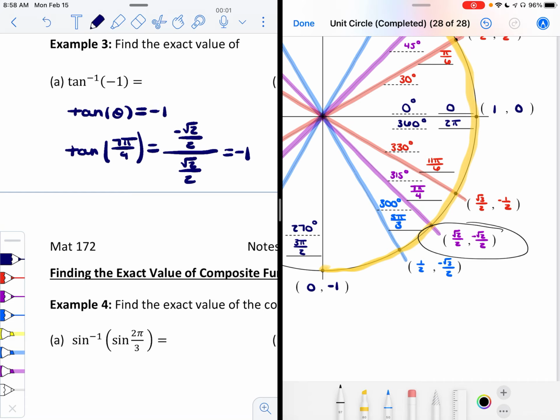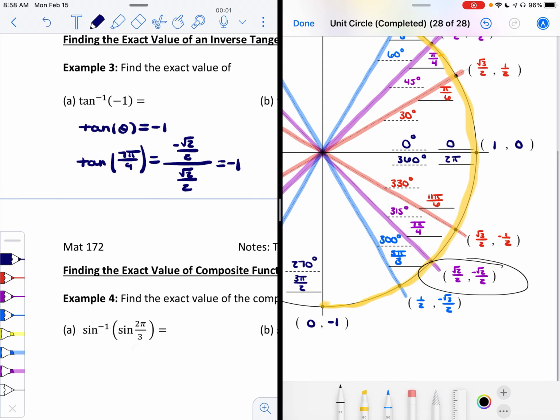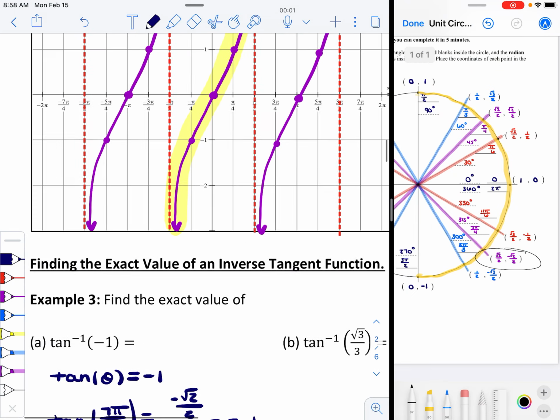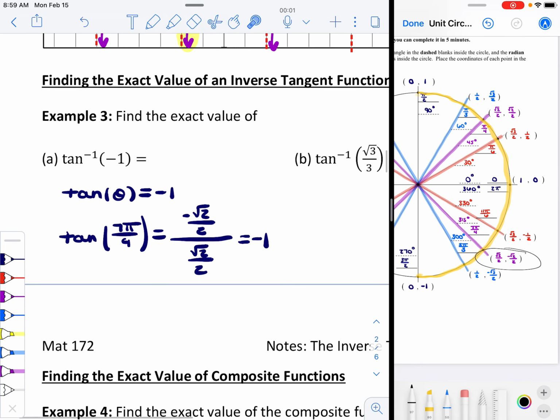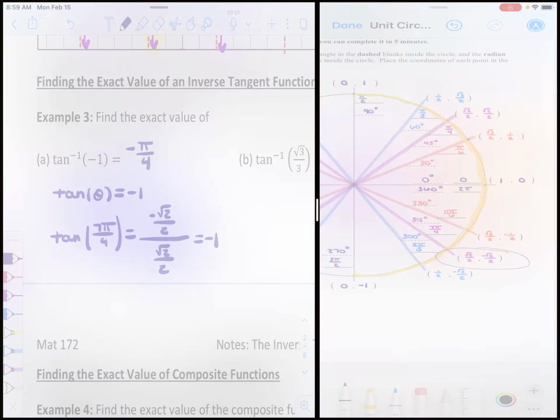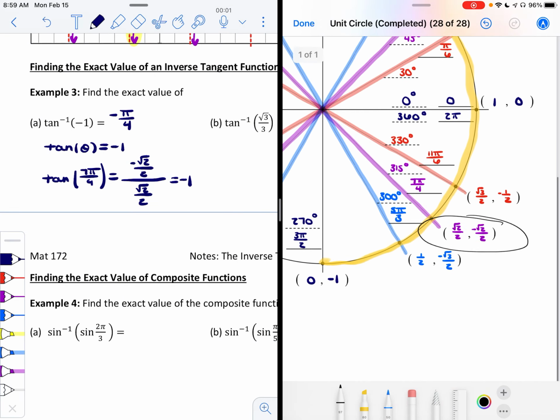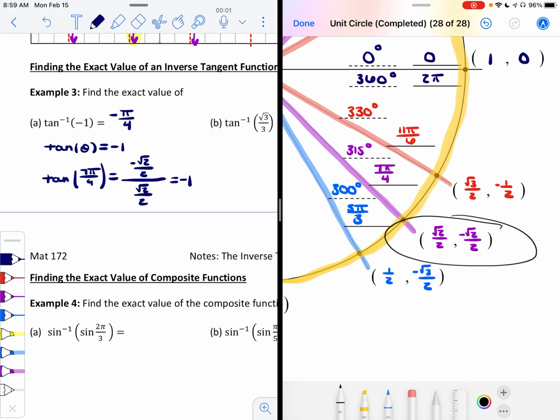And the only thing we need to be careful with here is just like we talked about with our inverse sine function, 7 pi over 4 does not fall between negative pi over 2 and positive pi over 2. So instead of using an angle of 7 pi over 4, we're going to have to use an angle of negative pi over 4. So our answer on this one is negative pi over 4. Okay, so any of these inverse trig functions, if your answer is in quadrant 4, then your answer is going to be a negative angle.